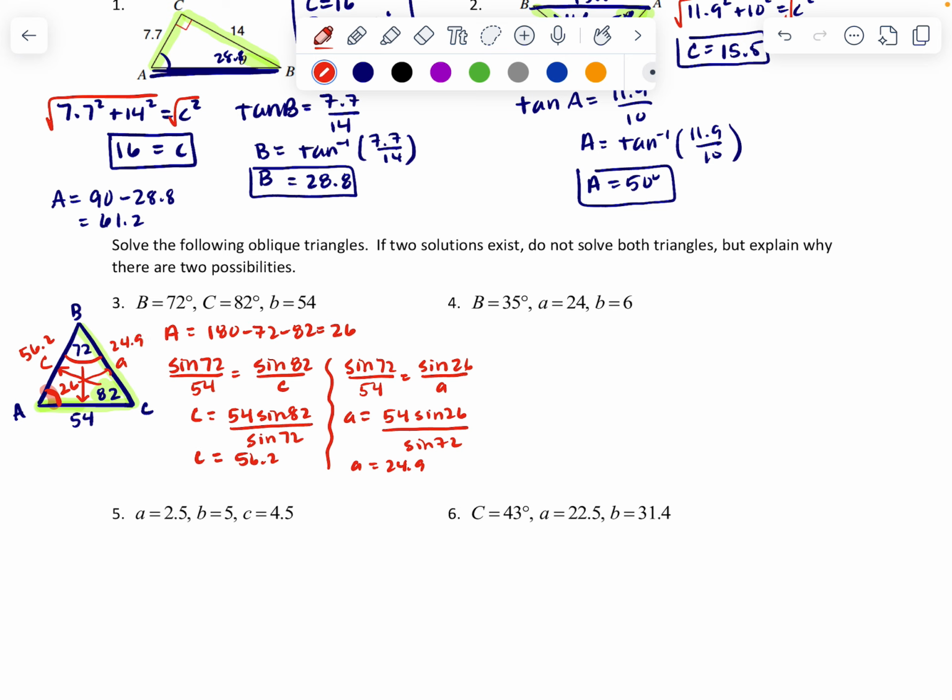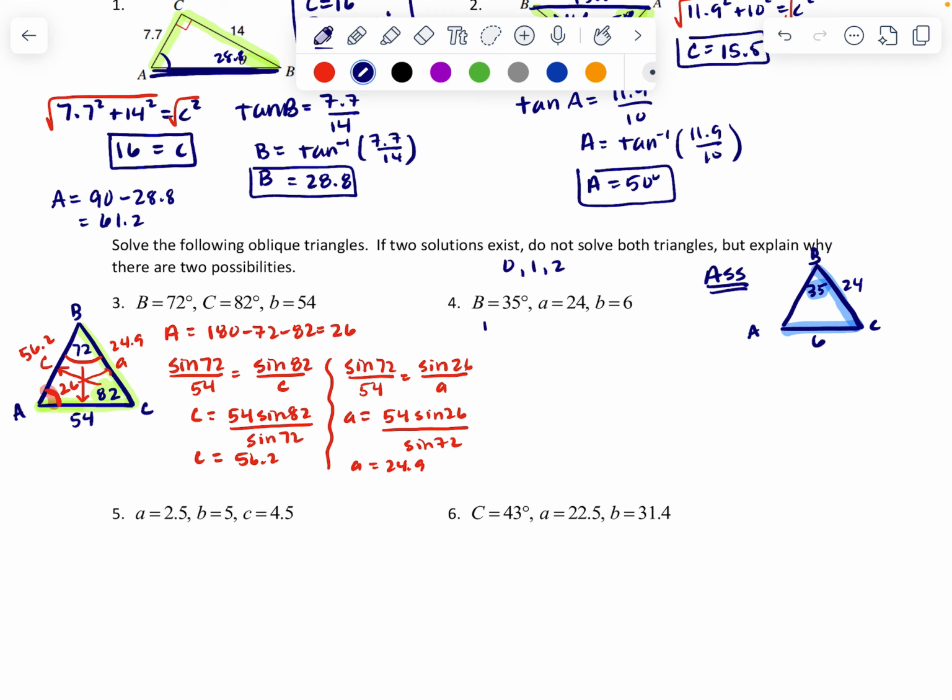All right, let's look at number 4. I'll draw my triangle here to give myself more room. So I have triangle ABC. B is 35, A is 24, and little b is 6. Okay, so what do I have this time? Let's see what kind of triangle this is. I have an angle, a side, and a side. So because this is the ASS case, I'm not going to ask you to solve it. I just want you to tell me if it has 0, 1, or 2 solutions.